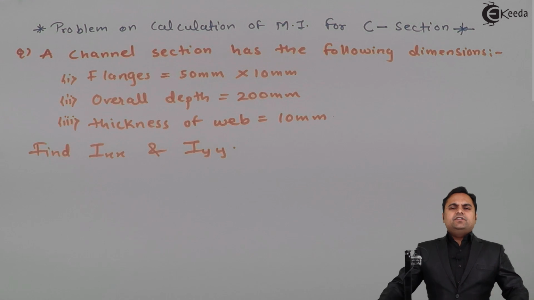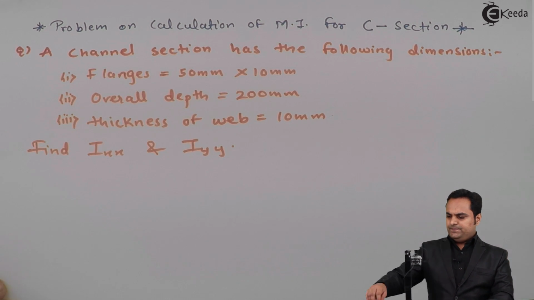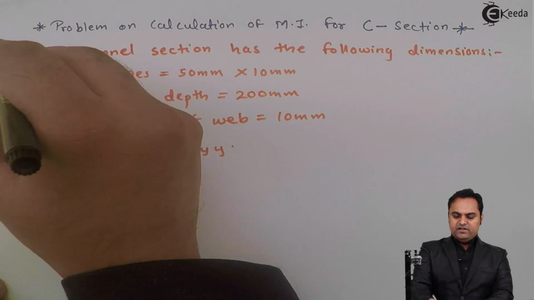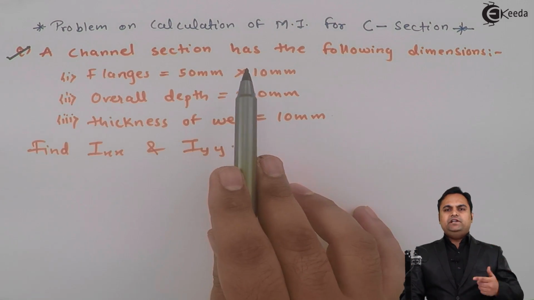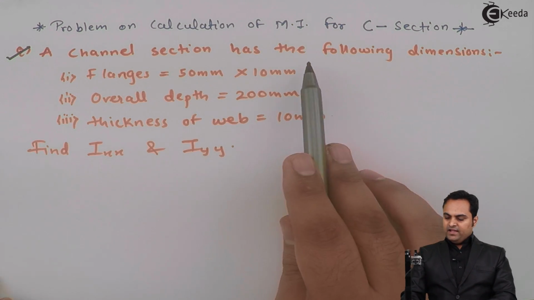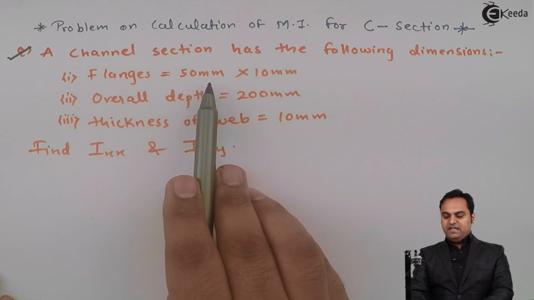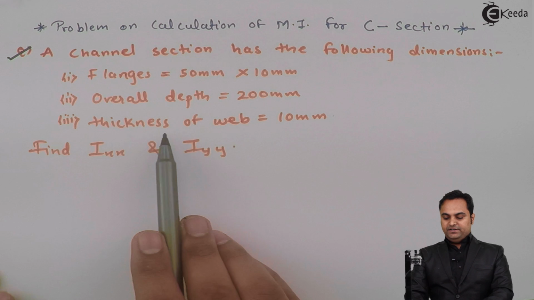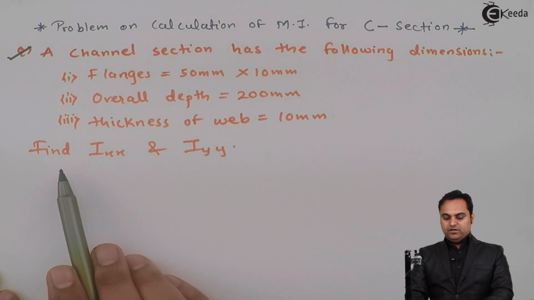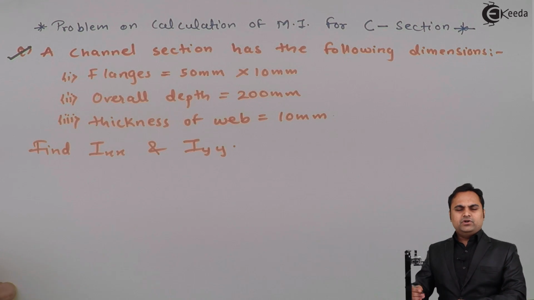Hello friends, here in this video we will see a problem on calculation of moment of inertia for a C-section, and for that here we have a question. A channel section, which is also called a C-section, has the following dimensions: flanges 50 mm into 10 mm, overall depth 200 mm and thickness of web as 10 mm. Find Ixx and Iyy. So this is the question we have.